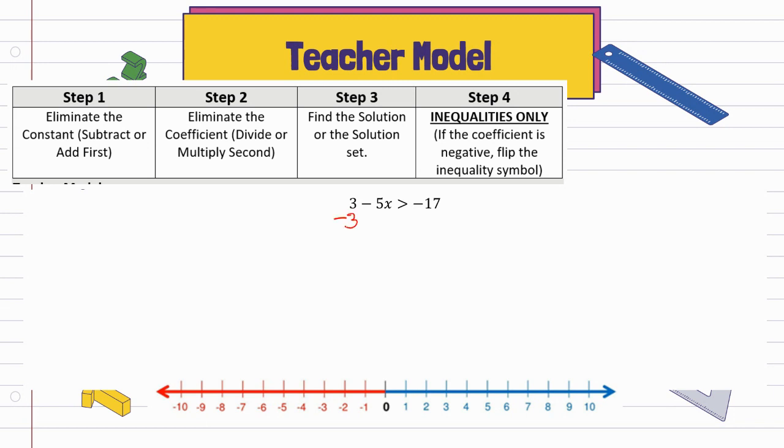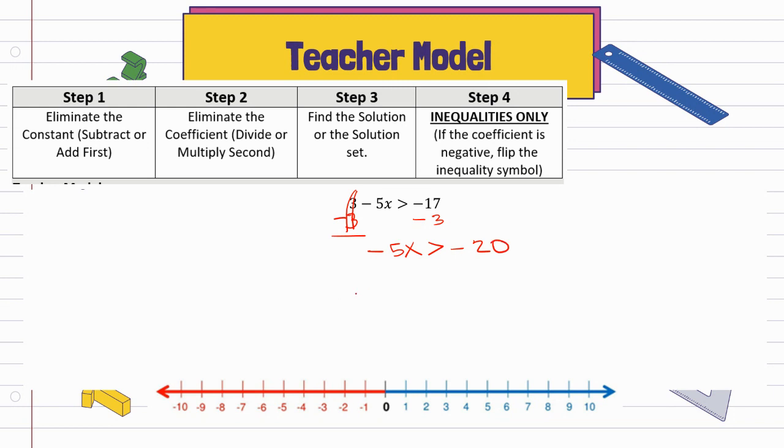To get rid of a plus 3, we're going to minus 3. If I do it to the left side of the inequality, I'm going to do it to the right side. That's a zero pair, and I'm going to be left with negative 5x is greater than negative 20.